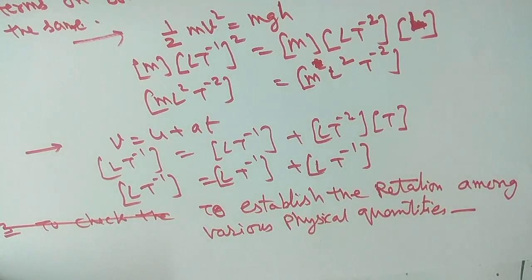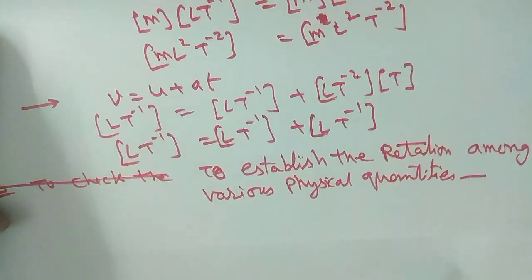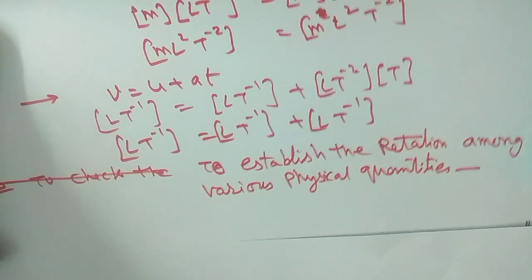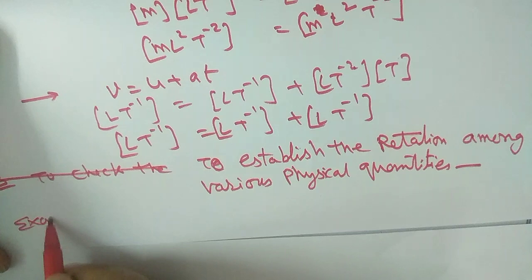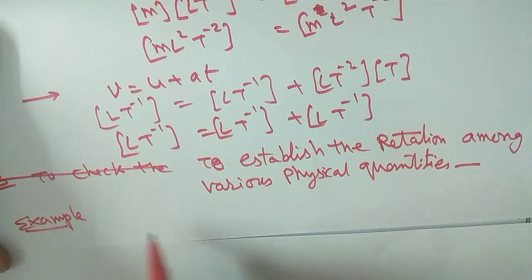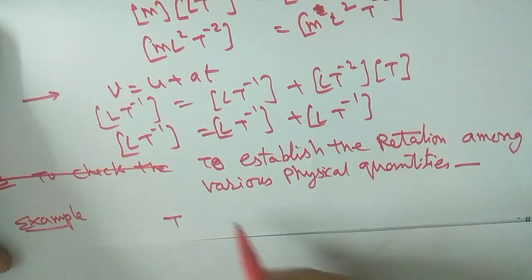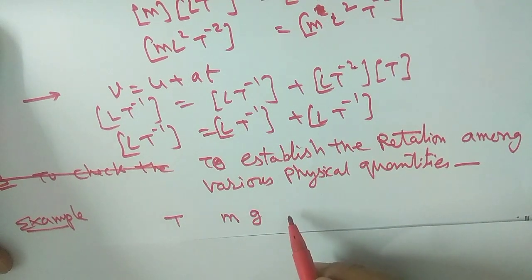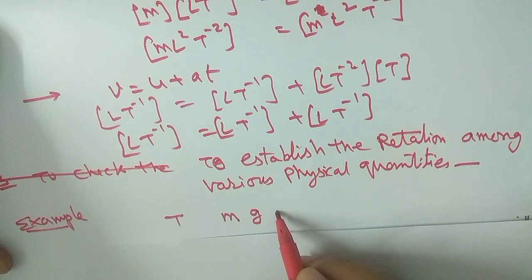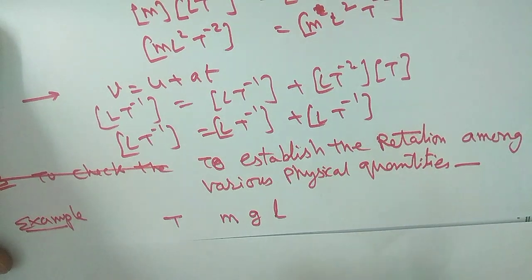I'm taking an example to understand this particular application. It's a simple example. Suppose the time period of a simple pendulum depends on three factors. It depends on the mass, it depends on the acceleration due to gravity, and suppose it depends on the length of the pendulum.